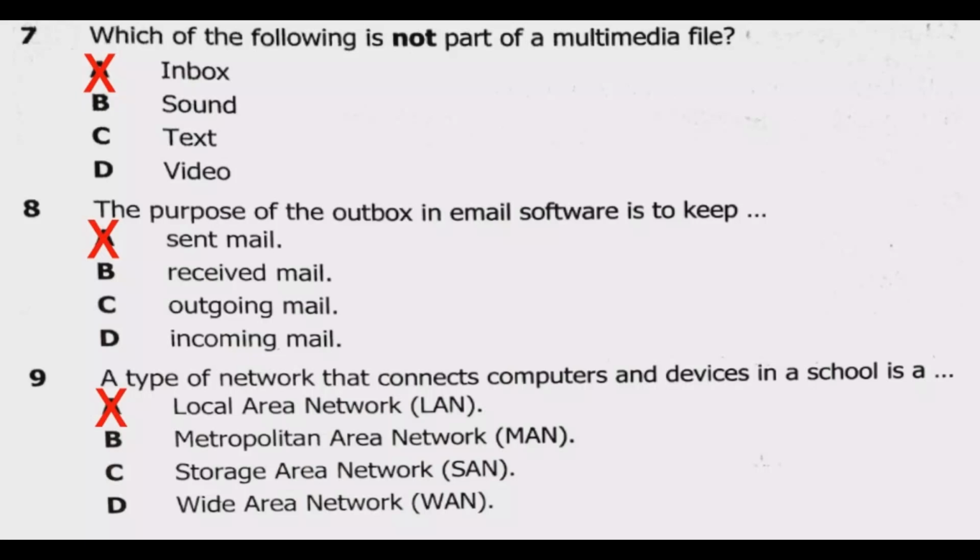C, storage area network, is storage that is accessed by many computers or servers. There is a storage that is kept but it's accessed by many devices. D, wide area network, WAN, is the network that is used by many computers which are far apart.